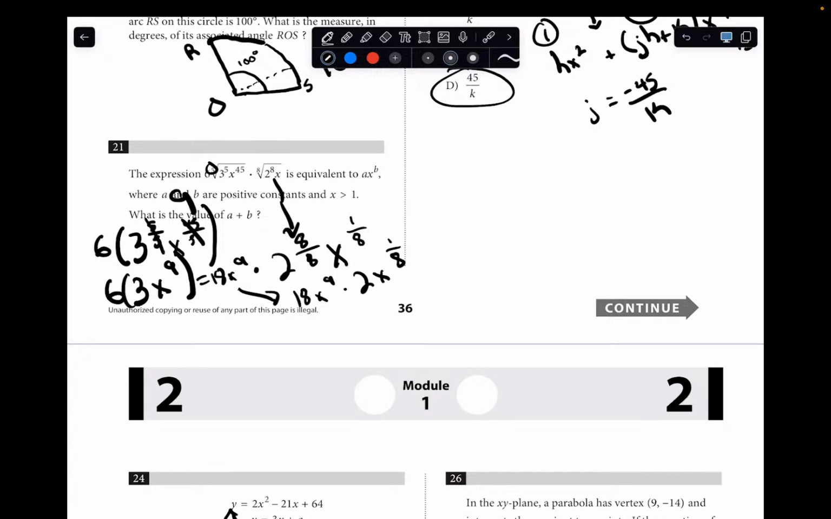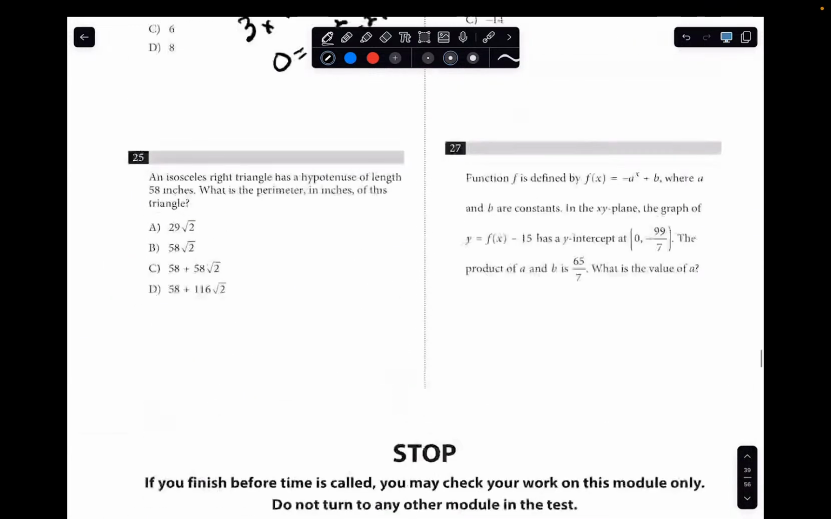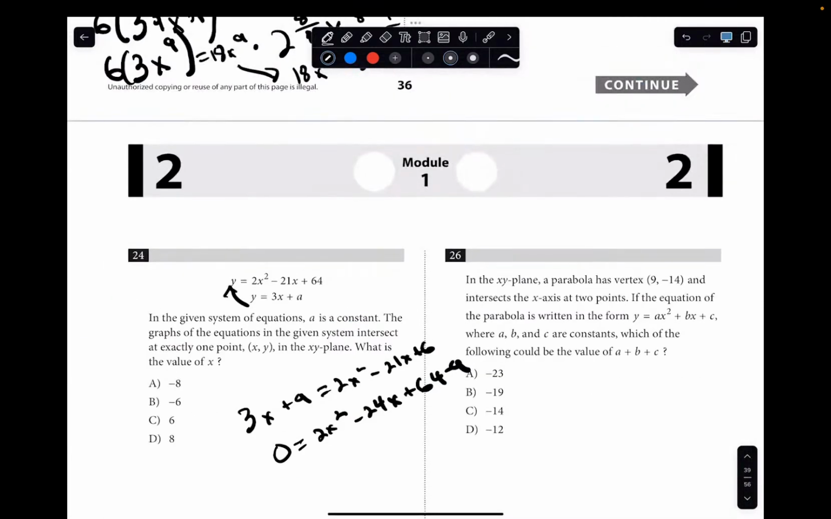Why do I keep skipping over? Oh, that's why, because in the answer guide, they're back to back. Okay, so 21 is 361 over 8. I know that, it's 37. And you wanted 24? C.